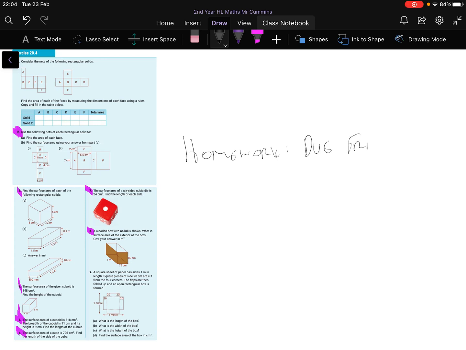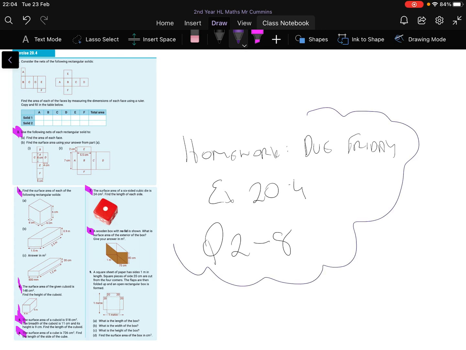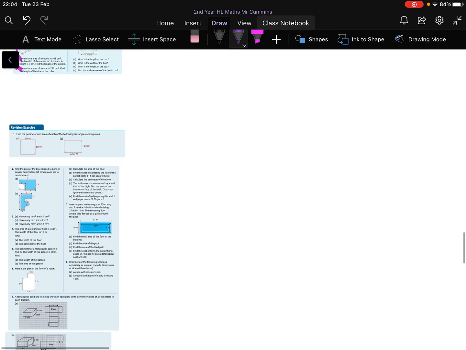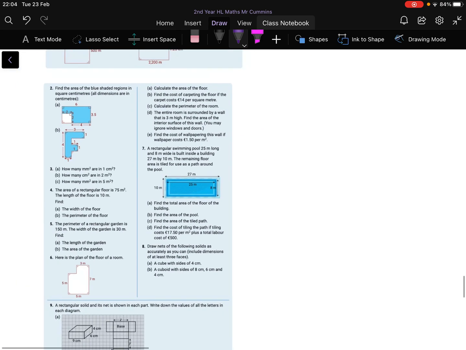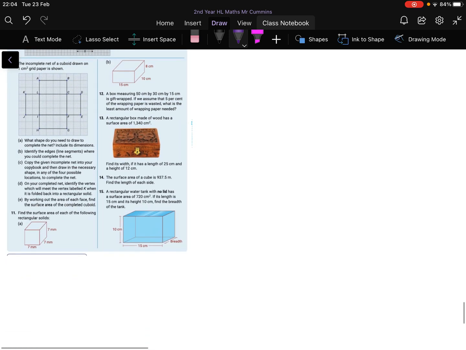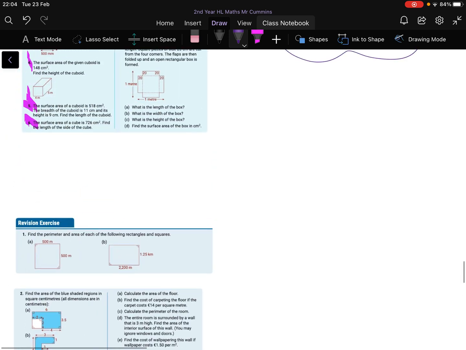Homework due Friday. Exercise 20.4, questions 2 to 8. Okay, so if you could have that uploaded before our lesson on Friday, and we'll fly through those. We'll go through the revision exercise nice and quick on Friday, and then I'll introduce the second chapter on this.